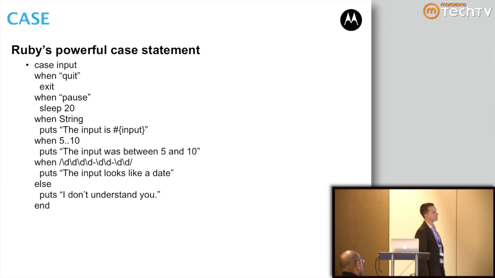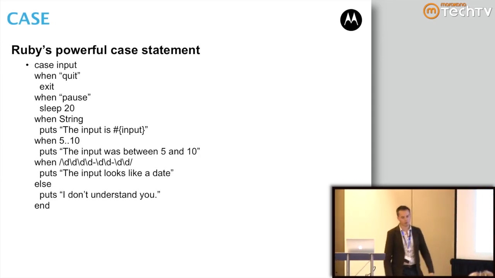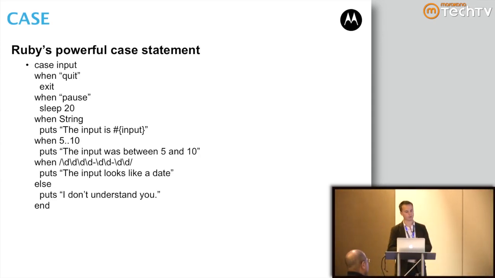Or I can test against a range. When it is between 5 and 10, do something. Or test against a regular expression. Unlike some languages, it will only match one of these when blocks. It doesn't fall through to others. So it's just going to pick the first one that matches. There is no fall through in several when. It will never do multiple, no.